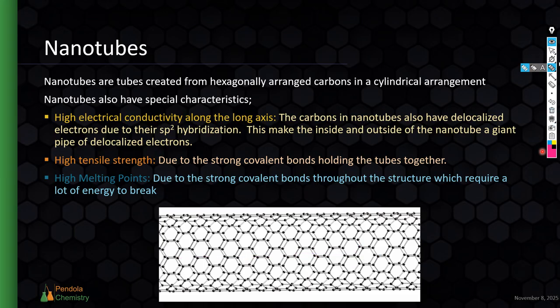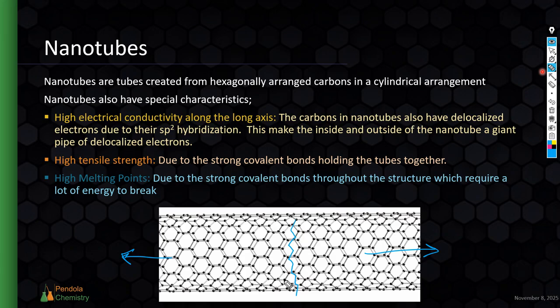Nanotubes also have a very high tensile strength. Now, tensile strength is the ability to withstand being pulled. And they have very high tensile strength because of the strong covalent bonds. If I grab this nanotube and pull it in two separate directions, so I grab one end and pull it this way, and I grab the other end and pull it that way, I will have to pull with enough force to break all the covalent bonds holding the carbons together.